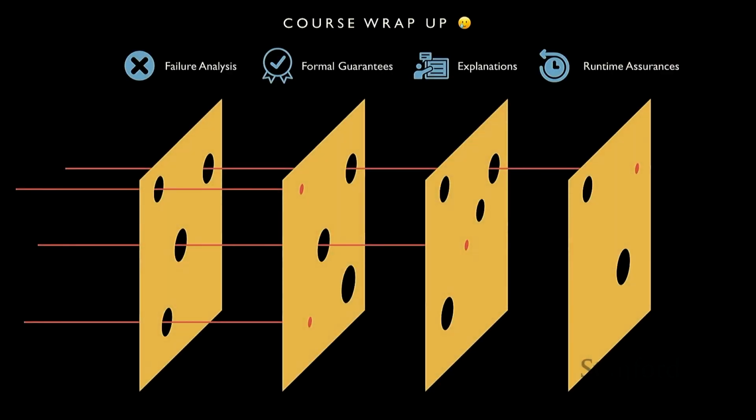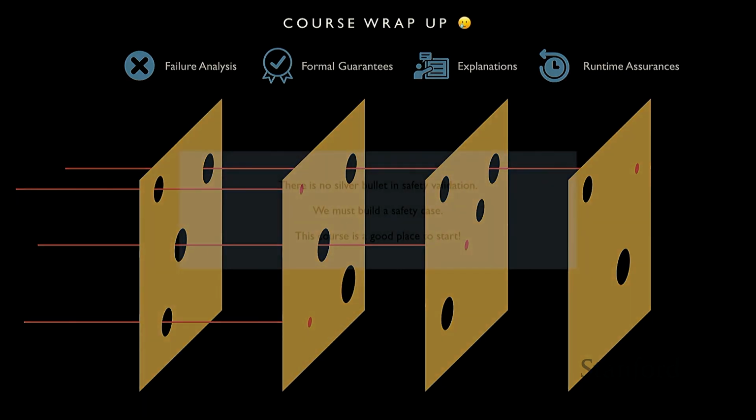We talked about lots of different methods for validating systems, all the way from failure analysis, formal guarantees, and explanations, and then today what to do when you deploy the system at runtime. But hopefully you noticed that there were holes in all of these various methods. There were limitations that we talked through. But again, with the Swiss cheese model, the idea is that these holes or limitations hopefully don't line up. And so if we can apply enough of them at once, we can build a safety case.